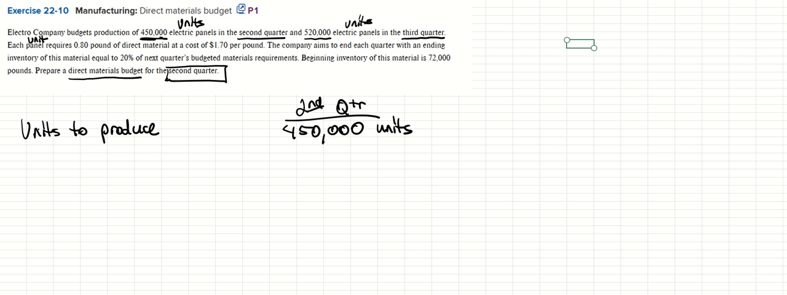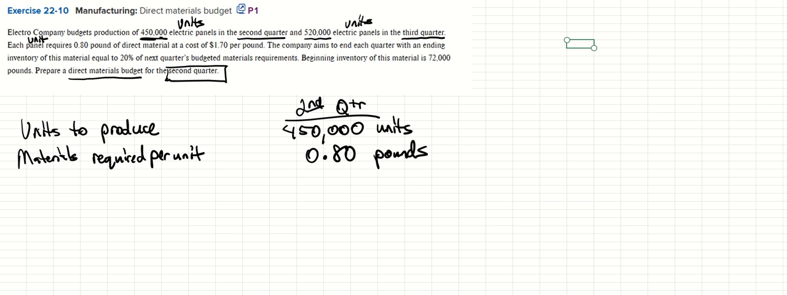So the next thing I'm going to do is bring in the 0.80 pound of direct material. I'm going to put on here materials required per unit, and that's going to be 0.80 pounds. So we're going to have to multiply 0.80 pounds by the 450,000 units in order to know how many pounds are needed to produce 450,000 units.